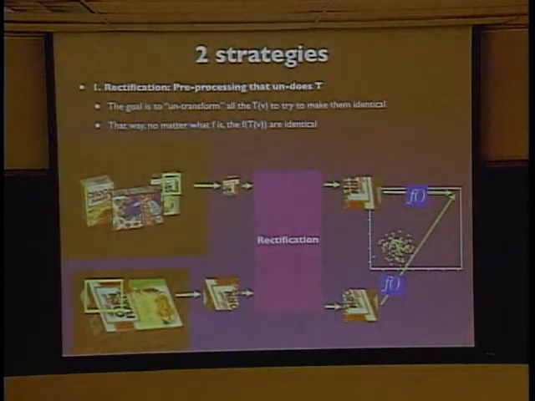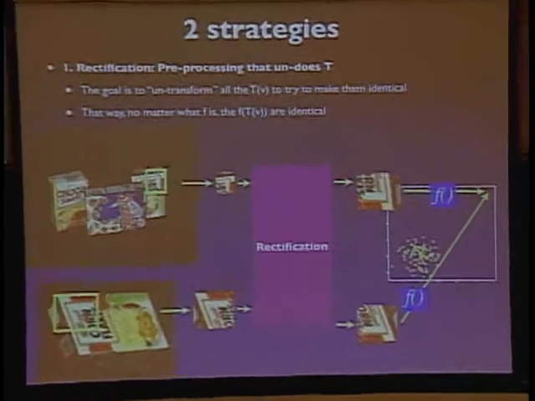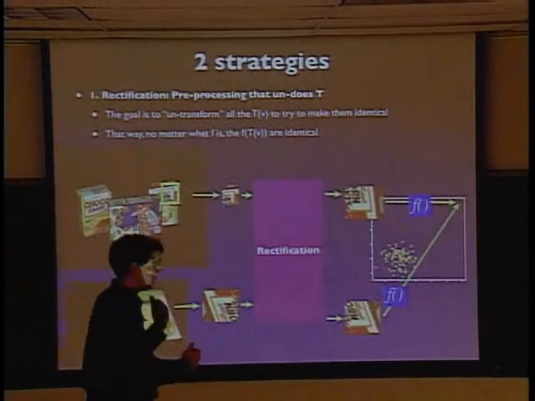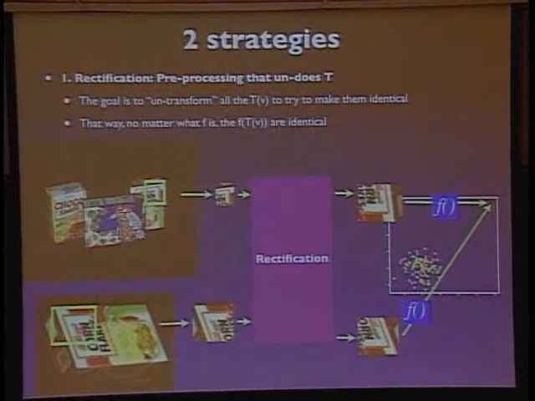Now, with respect to these invariant feature functions, there are basically two different strategies that are taken in the literature. One of them is what's called rectification, which you can simply think about in your head as the process of undoing the transformation T. So let's go back to the example of rotation. The idea is that there's some canonical rotation of that person's face. So you can think about this as the identity transformation.